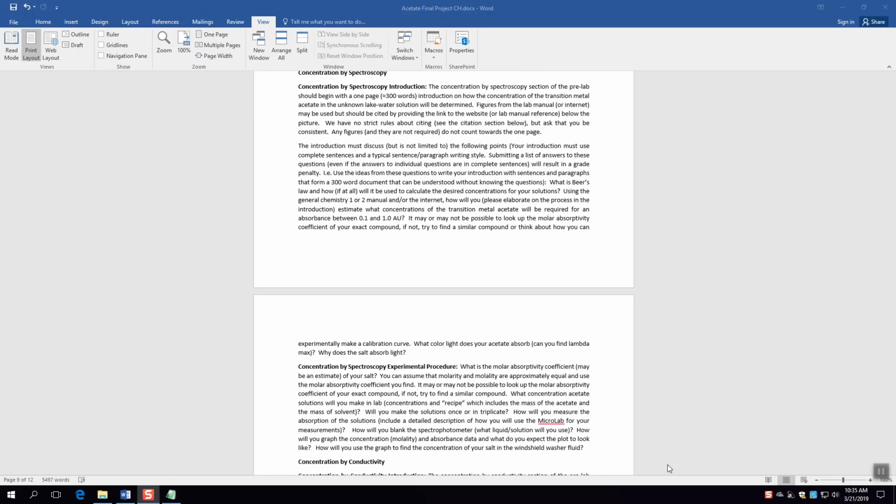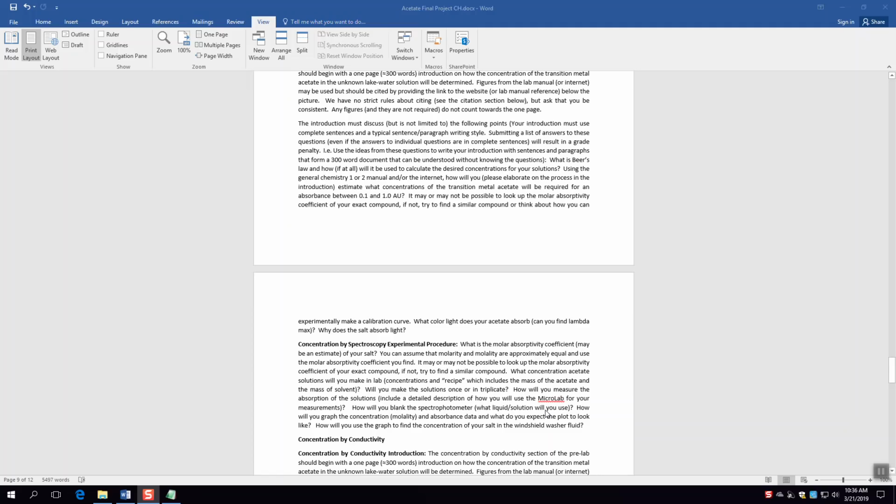So the first section of the experiment, experimentally, that I'm going to talk about is the concentration by spectroscopy. So essentially there are two things I want to go over here, kind of three things, but really two things. One is the experimental procedure that you're going to follow or come up with in order to determine the concentration by spectroscopy, and the other thing is what you're going to write in your pre-lab, namely the hypothesis and introduction. But first I'm going to start with the concentration in the experimental procedure in order to give you an idea of what you physically will be doing in the lab first.